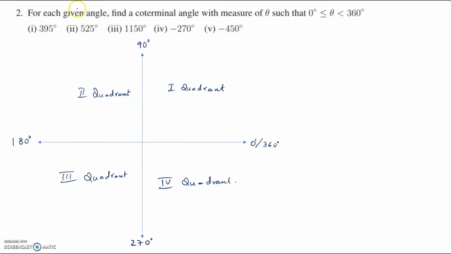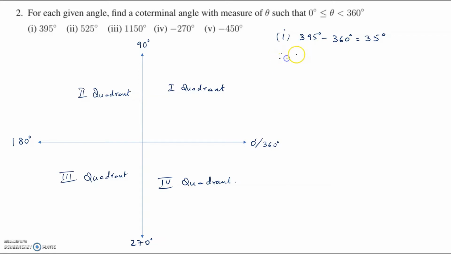Question number 2. For each given angle, find a coterminal angle with measure of theta such that theta lies between 0 to 360 degrees. So let's look at the first one. The first one is 395 degrees. So 395 degrees minus 360 would be 35 degrees.